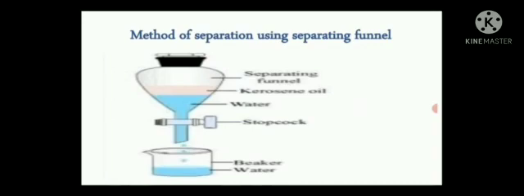Method of separation using separating funnel. Procedure. Pour a mixture of kerosene and water into a separating funnel with its stopcock closed. Close the stopper. Fix the separating funnel firmly on a stand. Leave the mixture in the funnel undisturbed for a while. Water will remain below and kerosene will float on it.